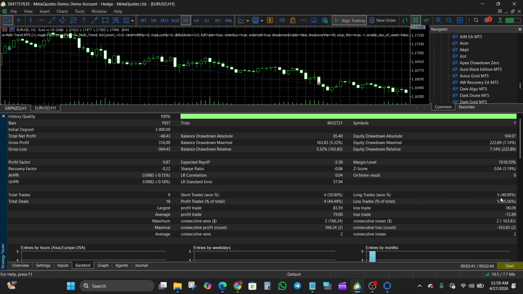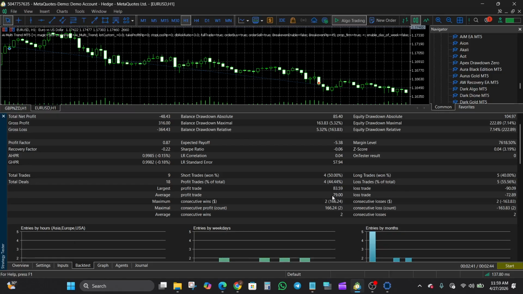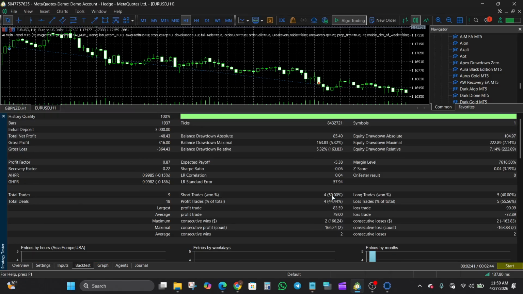The long trades were just 5, 40% win rate. All right, we had the largest profitable trade at $83.59 and the largest losing trade at $90.09. The average profit trade was $79 and the average losing trade was $72.89. So this tells me that the risk to reward ratio is not that good, perhaps around the levels of 1:1 for us to have this data here. So it tells me that the risk to reward is just around 1:1, give or take.